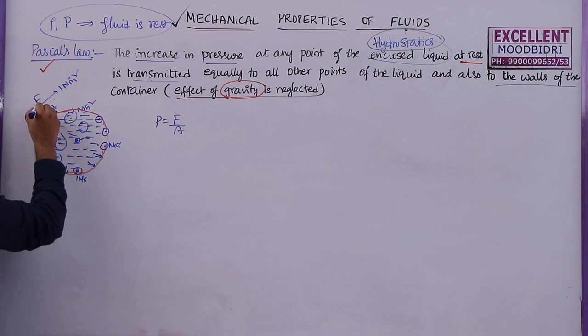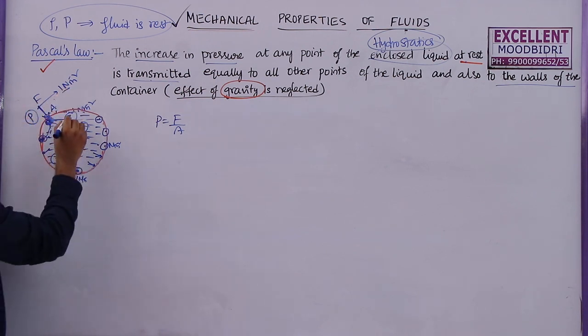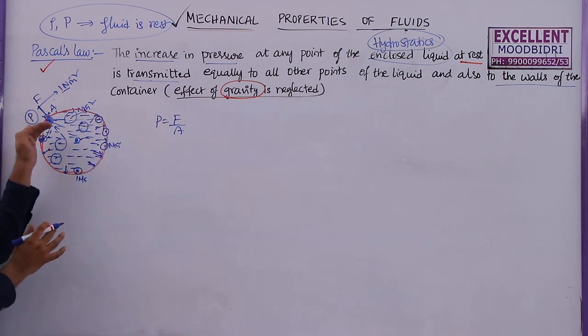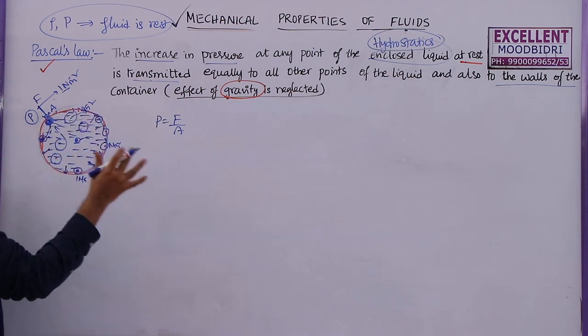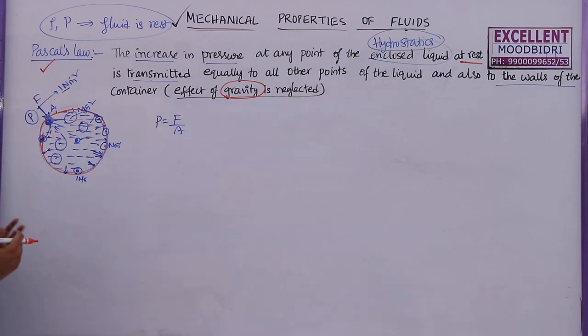So if you apply a small force of 1 Newton on 1 meter square area, this pressure will be felt on all the walls. That's why if you press it, more pressure will be created. Due to this the balloon may burst. So this is Pascal's law. Now how to prove it?